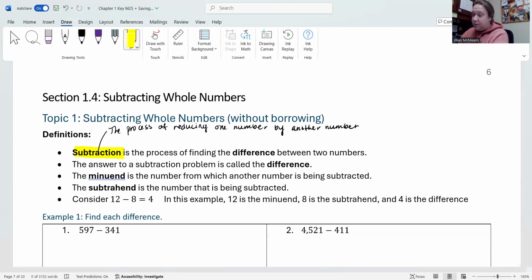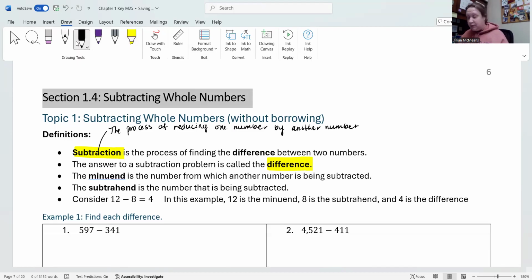And even further, the answer to a subtraction problem is called the difference. So you really do need to understand what difference is. Subtraction means to take one number and reduce it by another, but the result that you get is the difference itself.